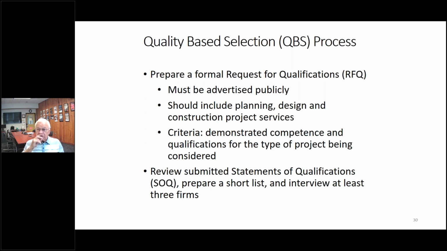The process is to, one, prepare a formal request for qualifications. The RFQ must be advertised publicly, should include the planning, design, and construction project services, and the criteria should be demonstrated competence and qualifications for the type of project being considered. You review the submitted statements of qualifications, prepare a short list, and interview at least 3 firms. And this process is normally required for EPA and Community Development Block Grant funding.